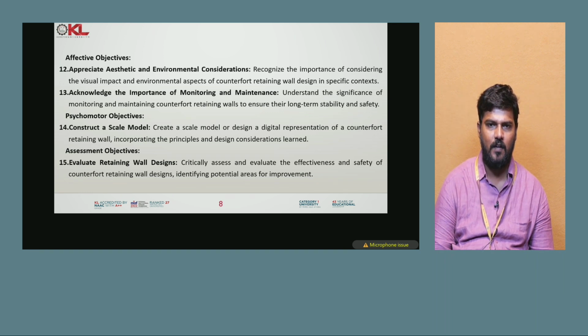Next one is the affective objectives. Appreciate aesthetic and environmental conditions. Recognize the importance of considering the visual impact and environmental aspects of counterfort retaining wall design in a specific context.